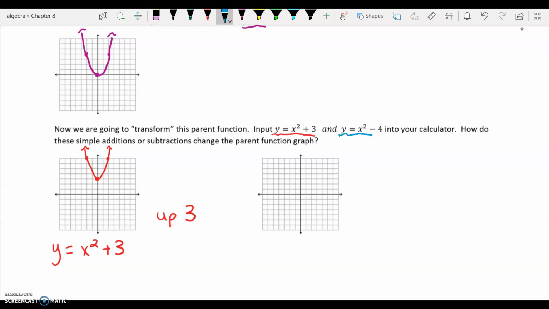So now take a second. What do you think this graph's going to do? You are going to put it into Desmos and check it out, but just try and guess and figure out what it's going to do.